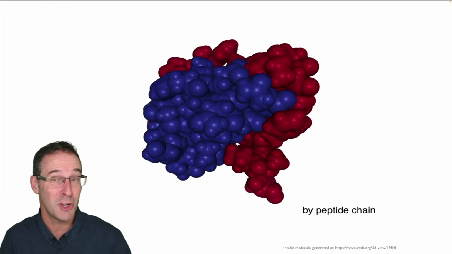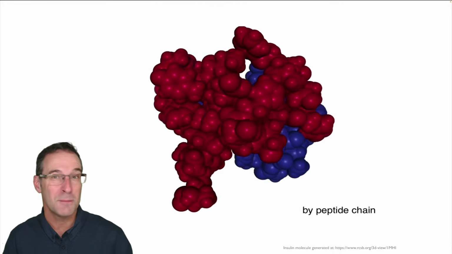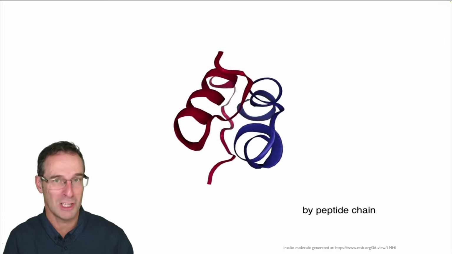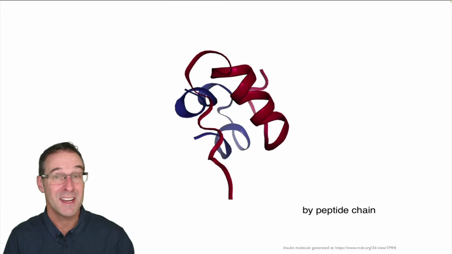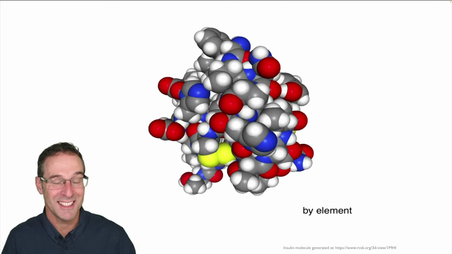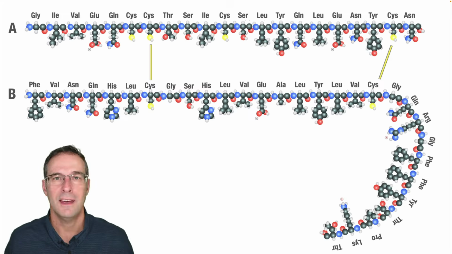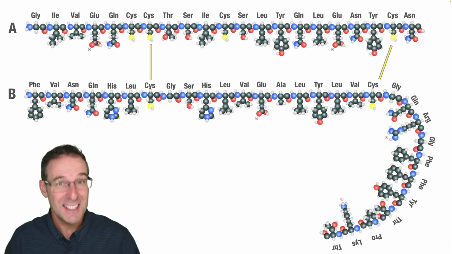But it does have quaternary structure. That is, it's made of two separate peptide chains. And by peptide, I mean a short polypeptide. We wouldn't normally use the term polypeptide unless it had more than 50 amino acids. And both of the chains in insulin are shorter than that. In fact, the short chain, the A chain, has just 21 amino acids. The B chain has 30, and they're held together by two disulfide bonds between cysteine amino acid residues.